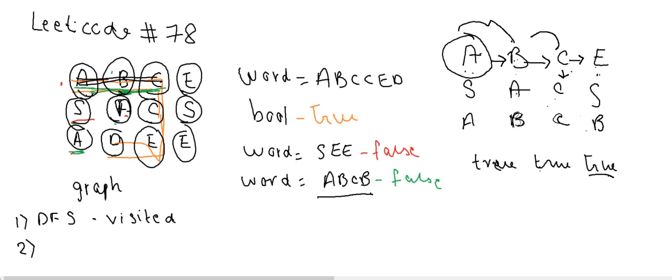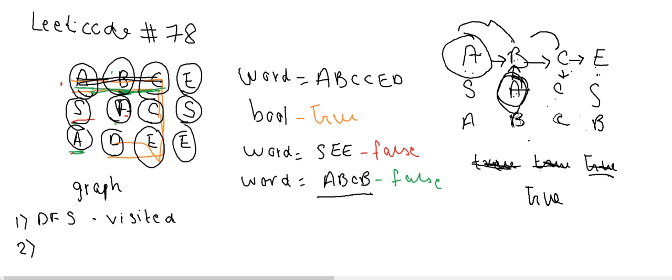But then when I start DFS from here, A, B, C, B, okay, when I start DFS from, let's say, here, I'll mark this as visited, so I'll mark this as true, and I can still go this way, right? Because whenever I start DFS from each of the cells, I need to reset the visited array. So this will be false.